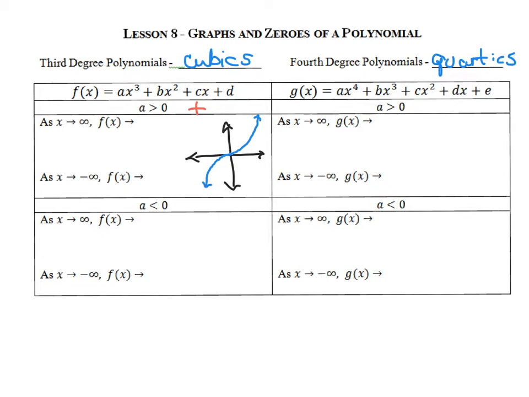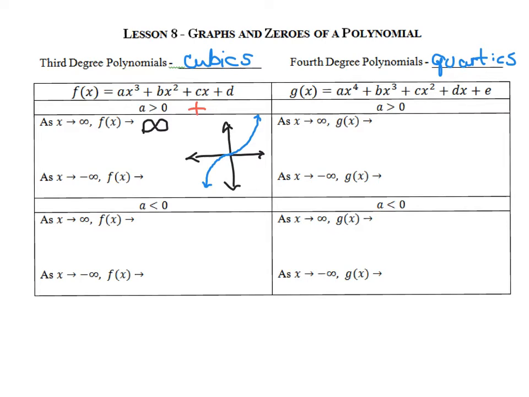As x approaches positive infinity, so that says what's happening as my input is a number that's on the right side of my graph. Clearly I can see that the function is getting bigger and bigger, so that tells me that my outputs are also approaching infinity. So we use this arrow notation to describe what the function is approaching.